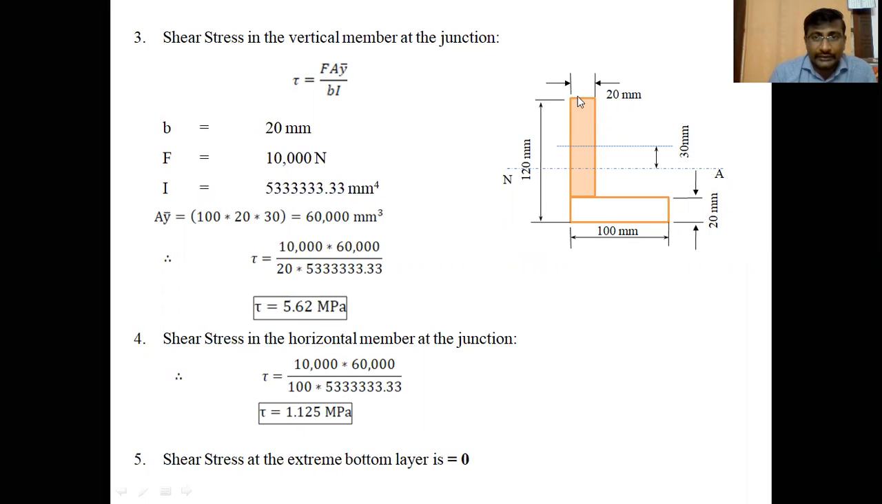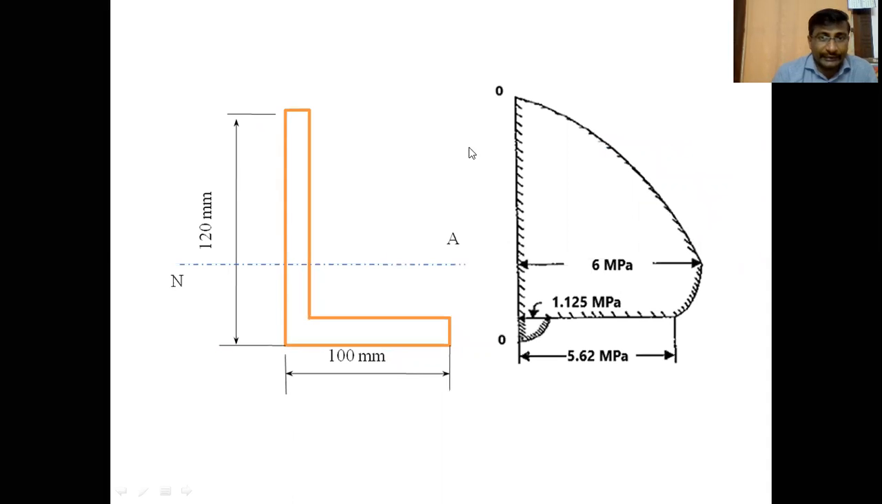Always, the shear stresses at the extreme layers are 0, and shear stresses at in-between points are not 0. You have to find the shear stress at different locations. After finding these five values, what are they? The shear stress at the extreme upper layer, the shear stress at the neutral axis, the shear stress at the junction in the vertical member and in the horizontal member, and the shear stress at the extreme bottom layer. After finding these five values, I should draw the shear stress distribution diagram.